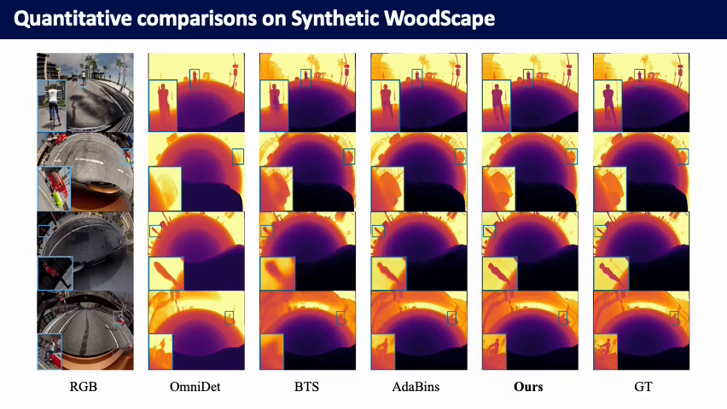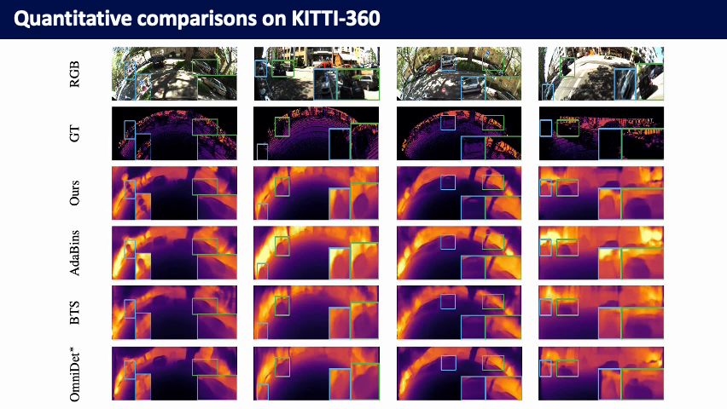Let's see the results. In the synthetic WoodScape dataset, our method can predict more distinguishable depth maps than other methods, especially in object ground boundaries. Object regions are zoomed with blue boxes for better visualization. In the KITTI-360 dataset, our method also shows better results in object regions.